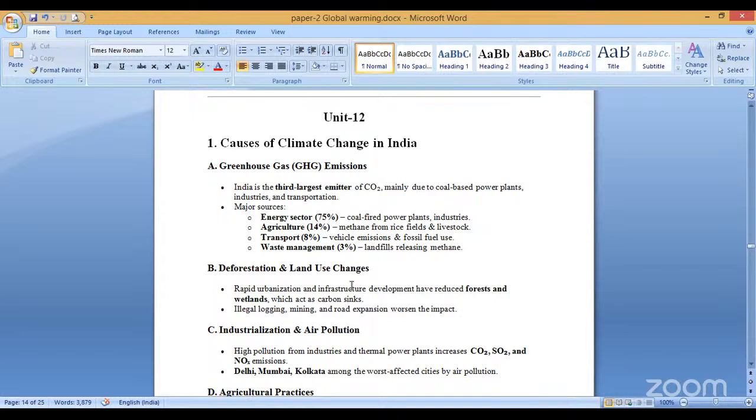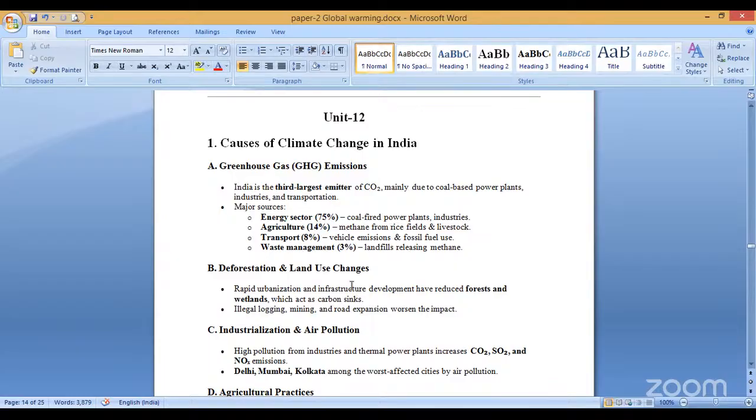Deforestation and land use changes: rapid urbanization and infrastructure development have reduced forests and wetlands, which act as carbon sinks. Illegal logging, mining, and road expansion also have an impact.